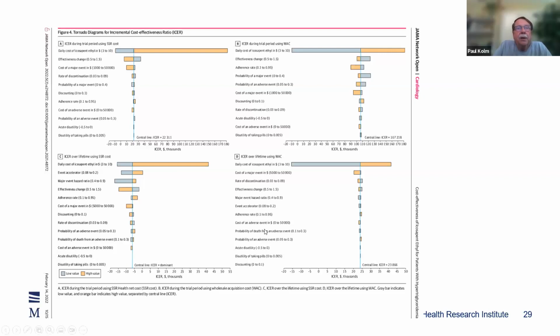And then we do the same thing. I'll talk about this at the end. A and B here are in-trial sensitivity analyses, and C and D here are what we call lifetime analyses. That is, we extend the analysis beyond the trial period, and I'll talk about that later.